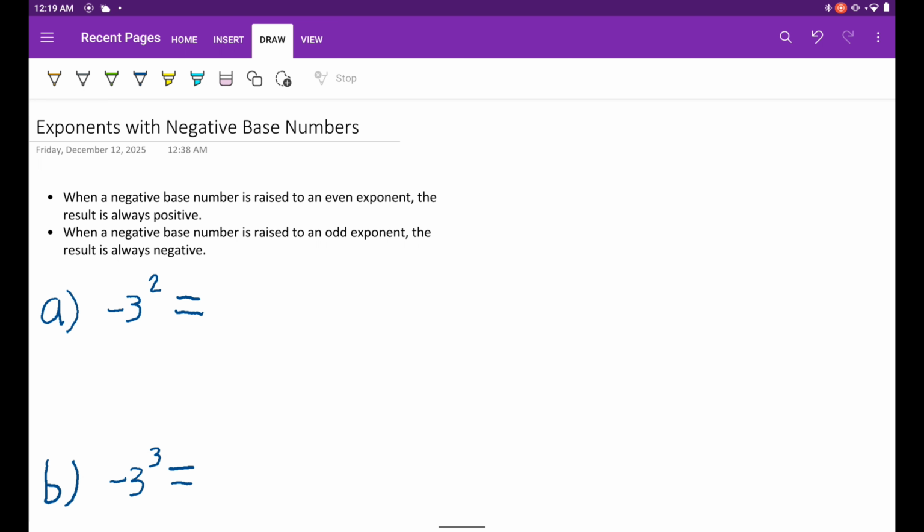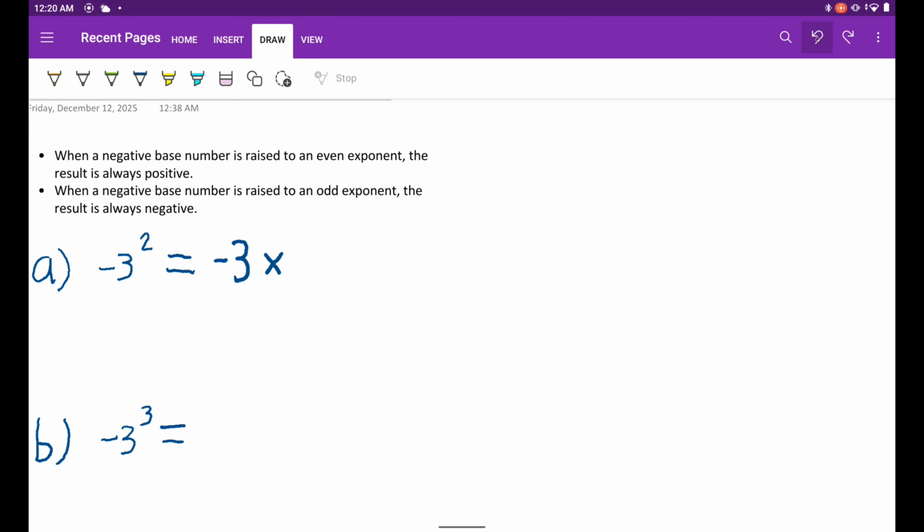So our first example, we have negative 3 raised to the second power. So we have negative 3 as our negative base, and since we're raised to the second power, that's going to be multiplied by itself. So that is going to look like this. So we've got negative 3 times negative 3, and as we know, the negatives will cancel out here, giving us a final answer of 9.